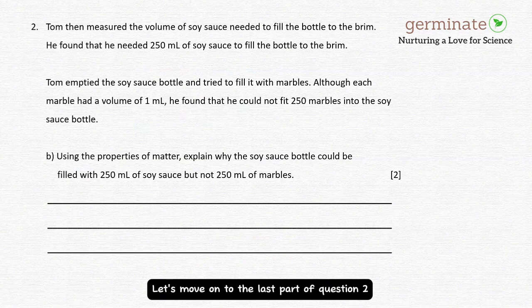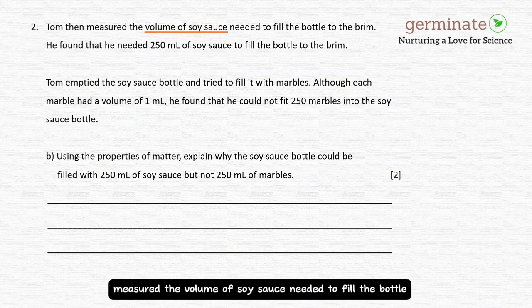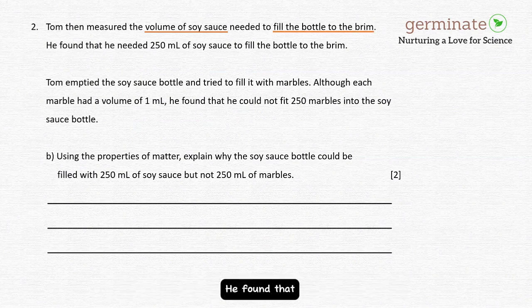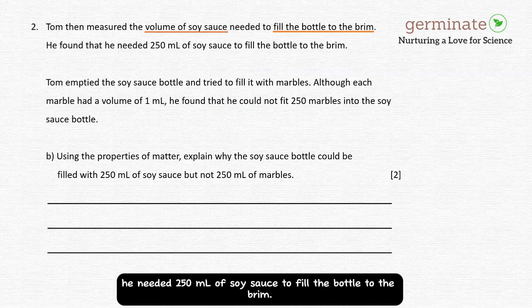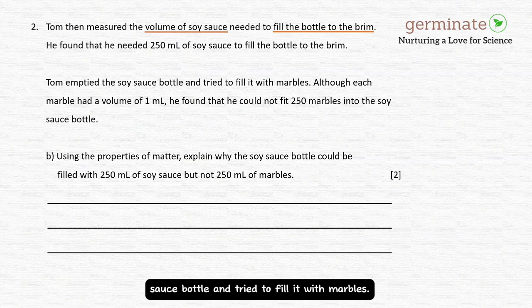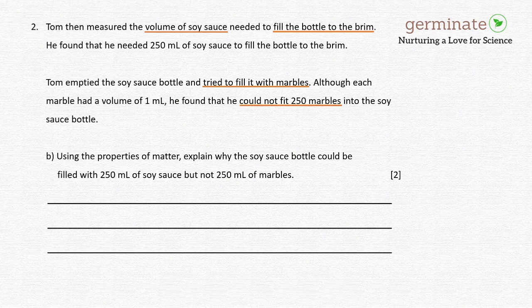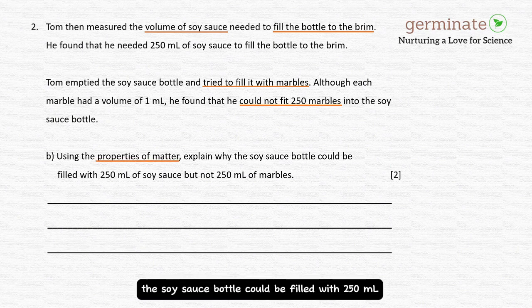Let's move on to the last part of question 2, part B. Tom then measured the volume of soy sauce needed to fill the bottle to the brim. He found that he needed 250 ml of soy sauce to fill the bottle to the brim. Tom emptied the soy sauce bottle and tried to fill it with marbles. Although each marble had a volume of 1 ml, he found that he could not fit 250 marbles into the soy sauce bottle. Using the properties of matter, explain why the soy sauce bottle could be filled with 250 ml of soy sauce but not 250 ml of marbles.